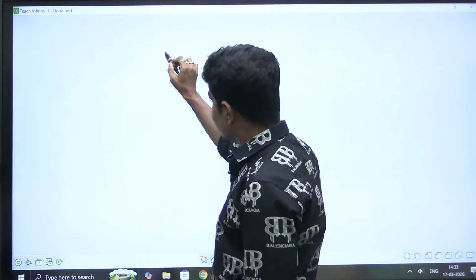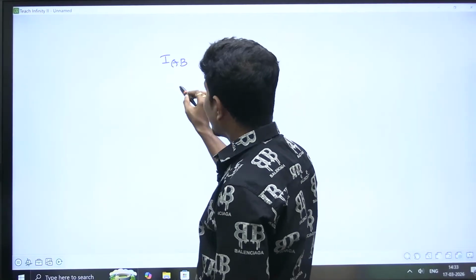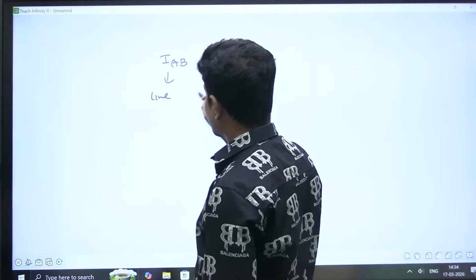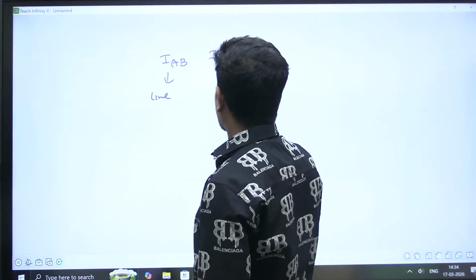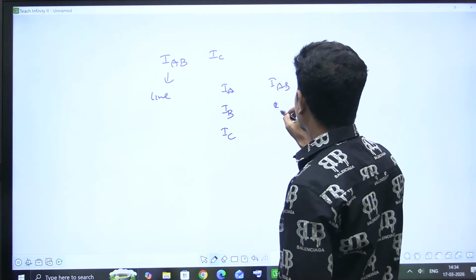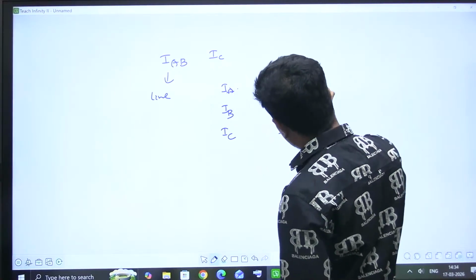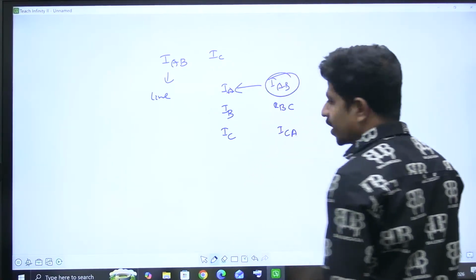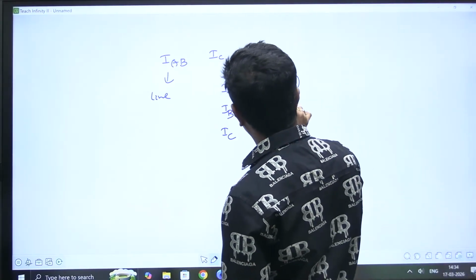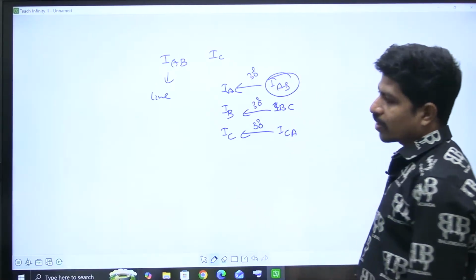Now tell me, he wants IAB and IC. IAB is a phase current, and IA, IB, IC are line currents. Now IAB, IBC, ICA. The phase current leads the line current by 30 degrees. IAB leads IA by 30 degrees, IBC leads IB by 30 degrees, and ICA leads IC by 30 degrees, right?